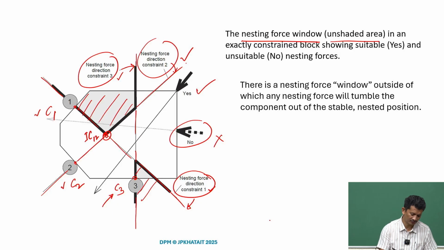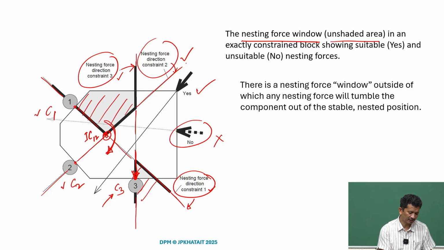So, how is that possible? One of the ways: if you apply a clockwise moment at IC 1 2, we realize that it presses against contact C3. So, this is what is desired.